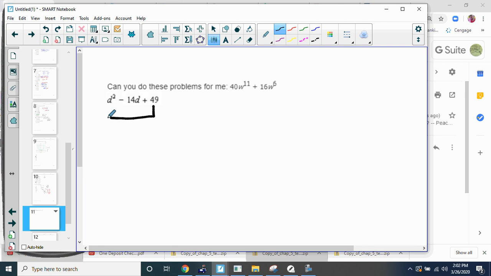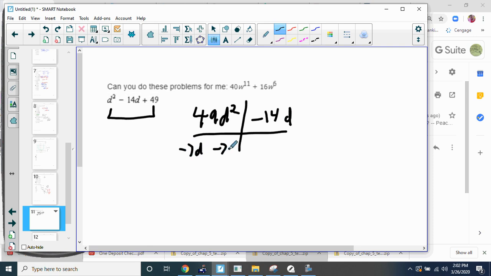Multiply these two together, which gives you 49D squared. And again, I'm writing with my mouse, so it's a little messy. Then you want to take factors of 49D squared that add up to negative 14D. It's going to be similar. It's just going to be negative 7D and negative 7D.